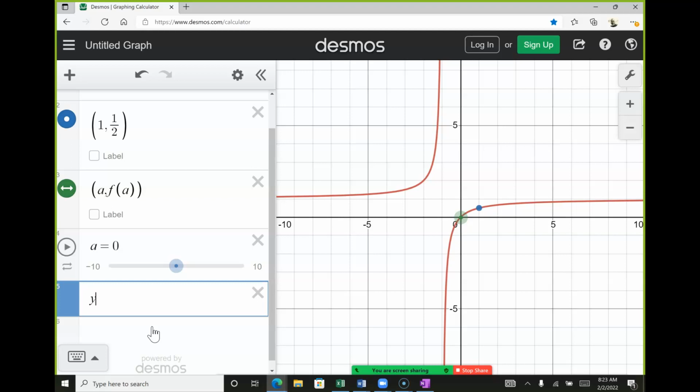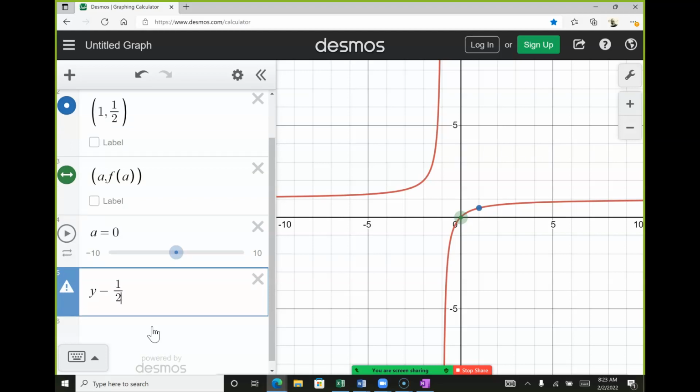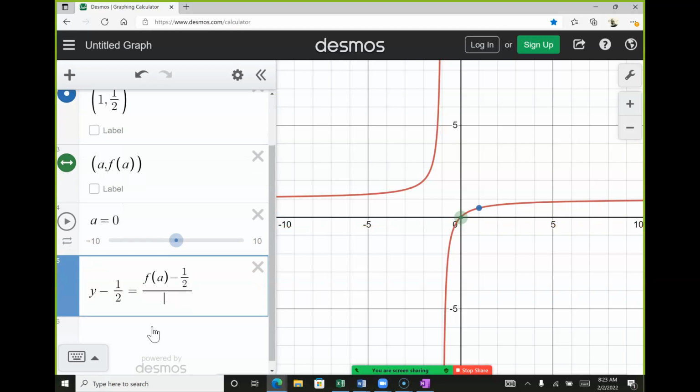Sorry. y minus 1/2. I know that point is on my curve. The slope is using the f of a and the 1/2. So I'm going to get my slope from f of a minus 1/2, all divided by x minus a. There's my slope. And I'm multiplying that by x minus 1.